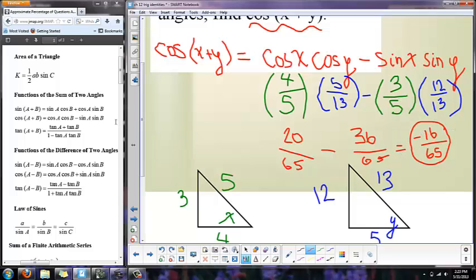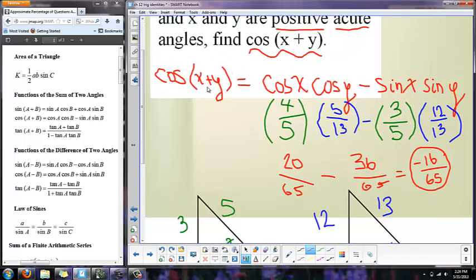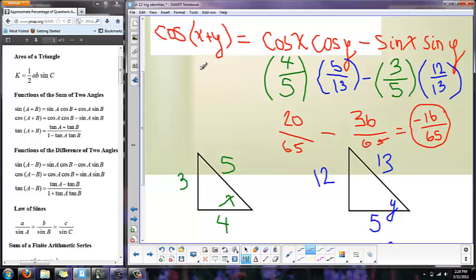This kind of makes sense actually, because it's telling us that both those angles, x and y, are positive acute angles, so they're both in the first quadrant, so they're both between 0 and 90. So if we add them up, most likely our answer would be in the second quadrant, and you know that cosine is negative in the second quadrant, so it makes sense that the cosine of adding those two together is going to be negative. Alrighty.